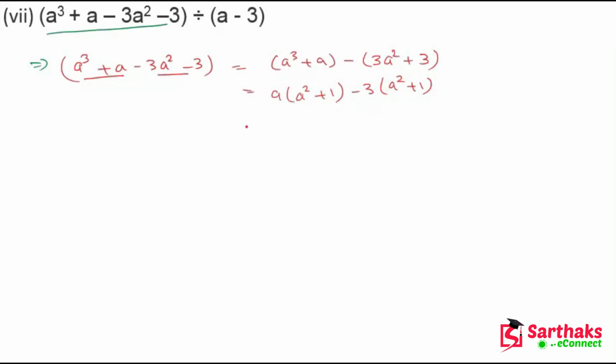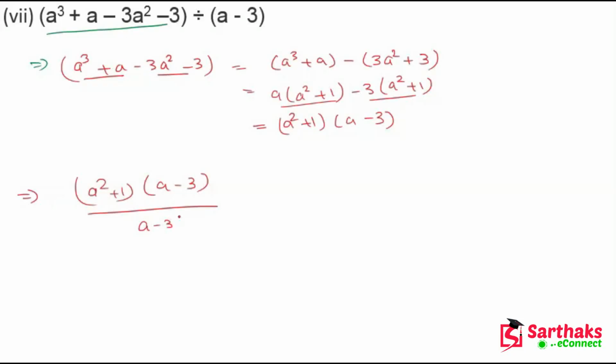My dear friends, taking a square plus 1 common from these two terms, we get a square plus 1 into a minus 3. We write this in place of the expression: a square plus 1 into a minus 3, divided by a minus 3. Understand? This a minus 3 and this a minus 3 cancel, so we get a square plus 1. This is the answer of this problem. I hope, my dear friends, you understand these things.